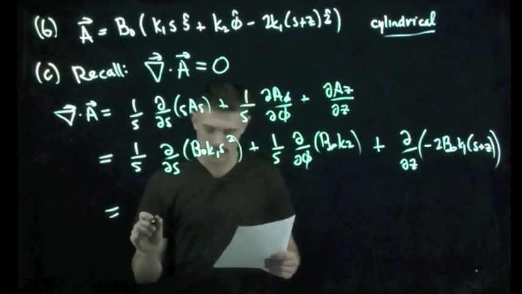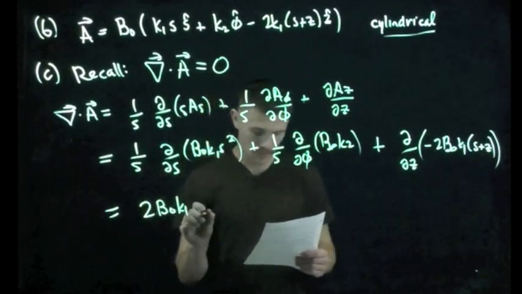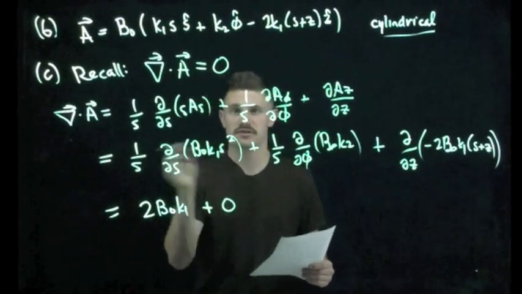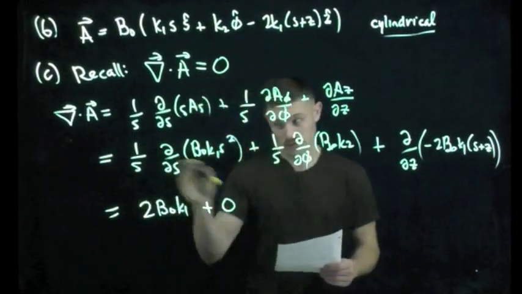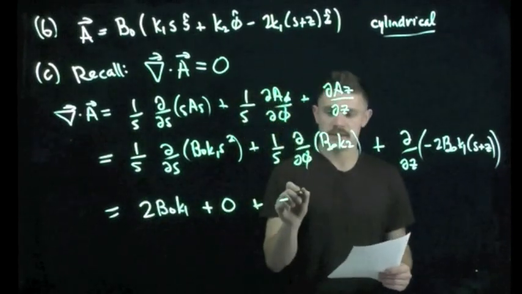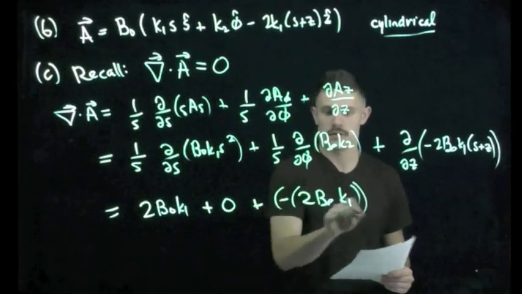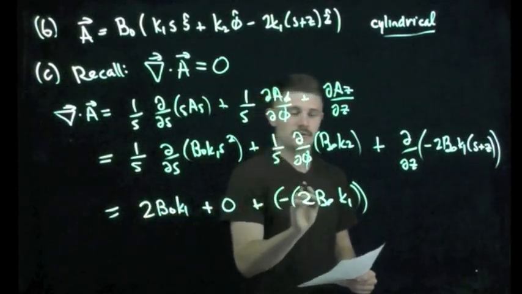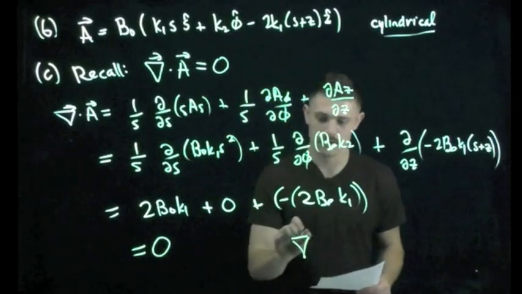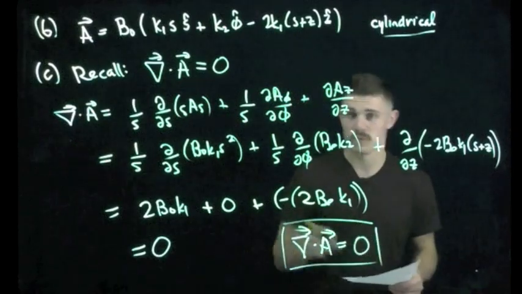We take these derivatives and we end up with 2 B naught K1 plus 0. That first one comes from this derivative here. We have d by ds of S squared is just 2S divided by S is 1, or sorry, 1 times 2. Plus 0 plus the derivative with respect to z gives us negative 2 B naught K1. And of course we have 2 B naught K1 minus 2 B naught K1, which is just equal to 0. So indeed, our vector potential A, the divergence is equal to 0, which means that we are in the Coulomb gauge.